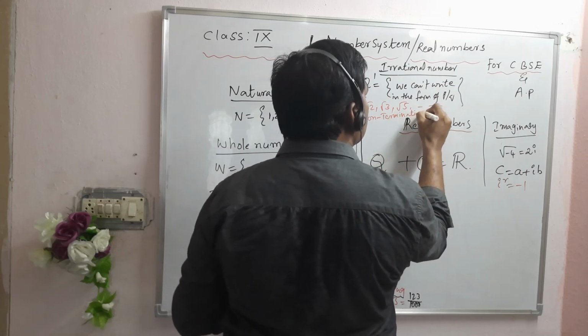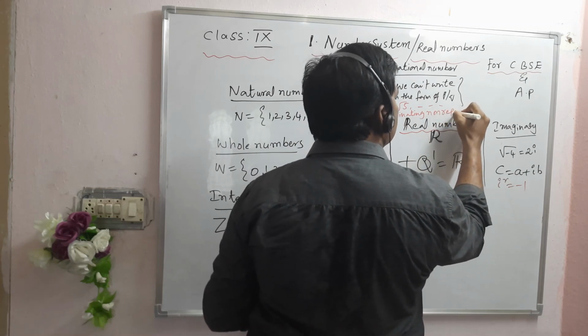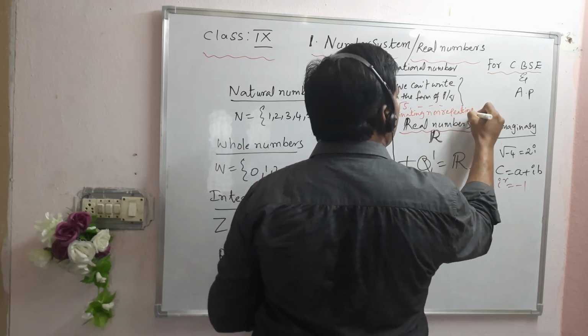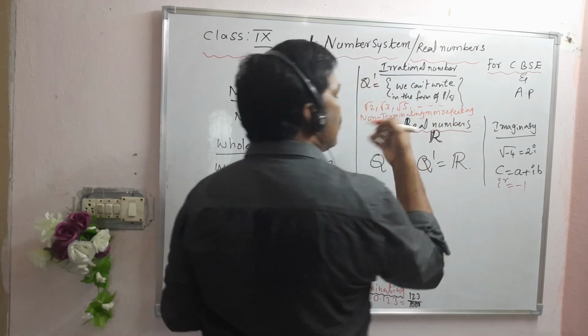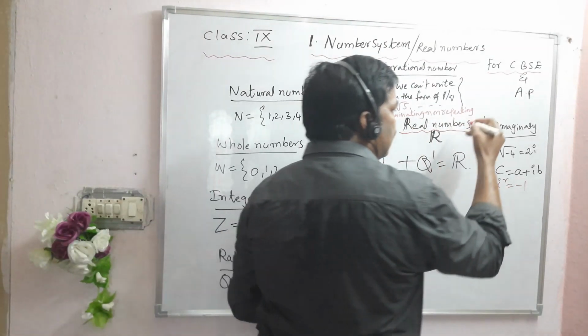Non-terminating, non-repeating decimals. Non-terminating, non-repeating decimals are also called irrational numbers. See, I can give you an example.